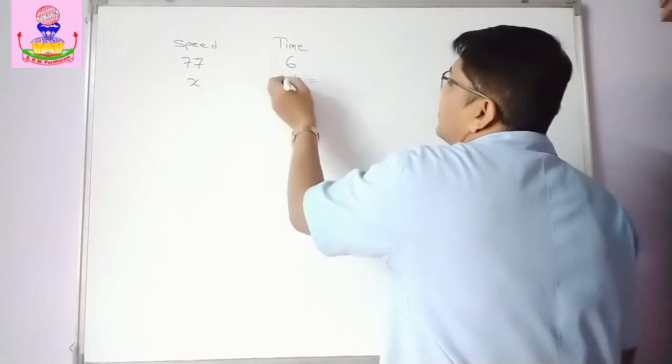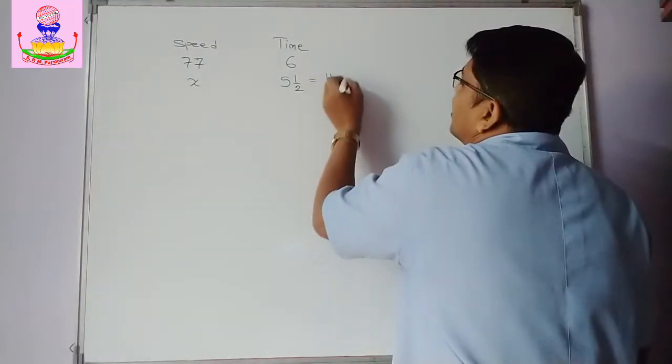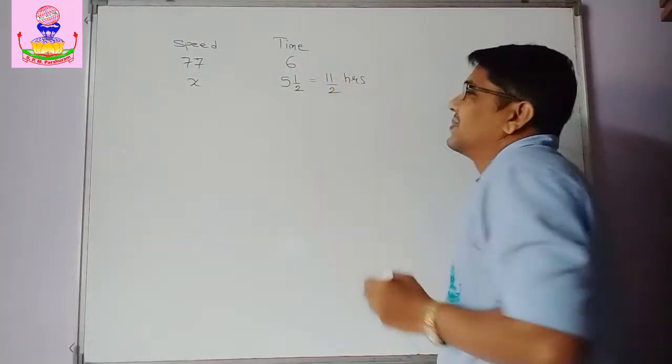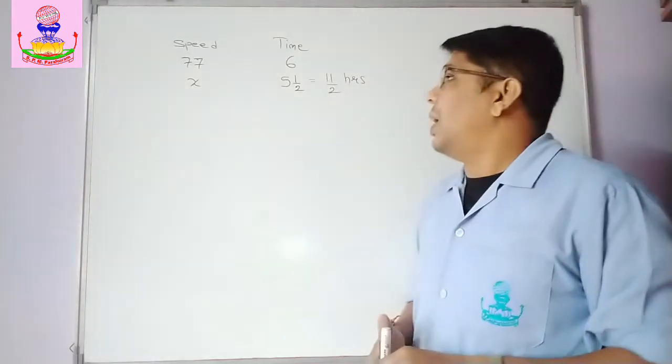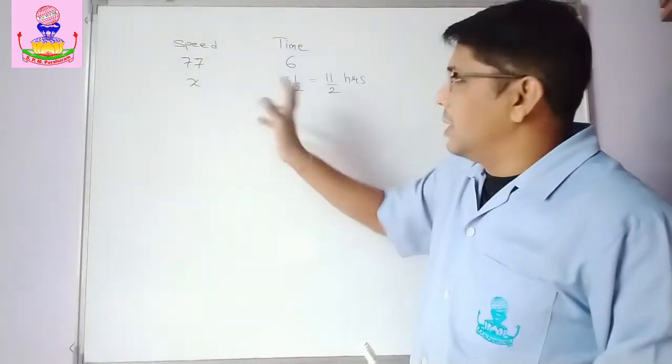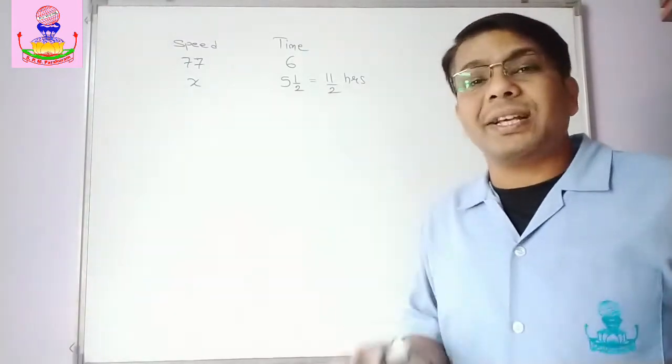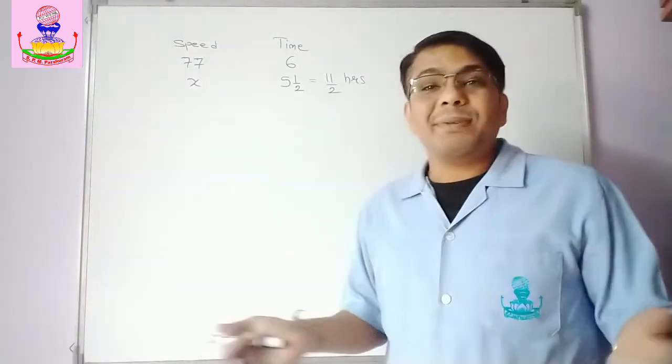Now 5.5 hours, I can write it as 5 times 2 plus 1, 11 upon 2 hours. Okay, that becomes easy. Now, see here, the time decreased. So definitely the speed will increase or decrease?